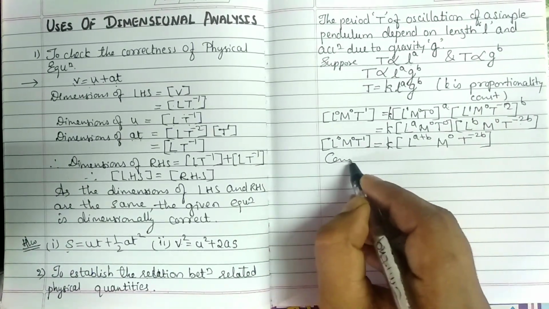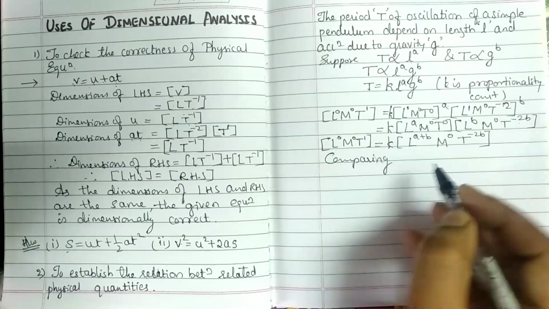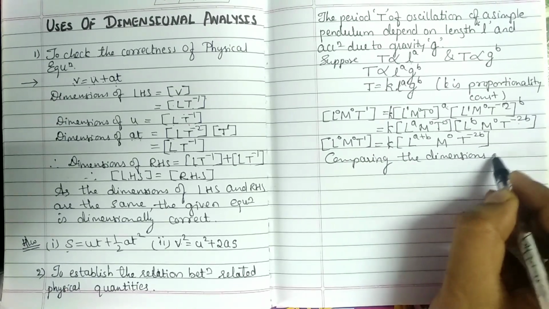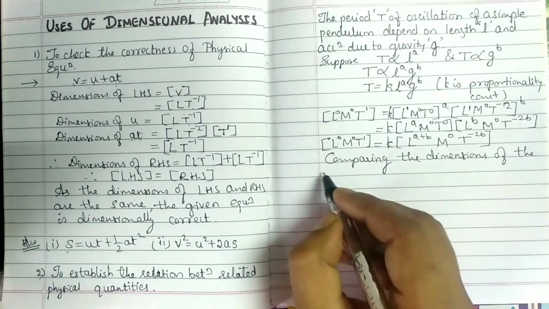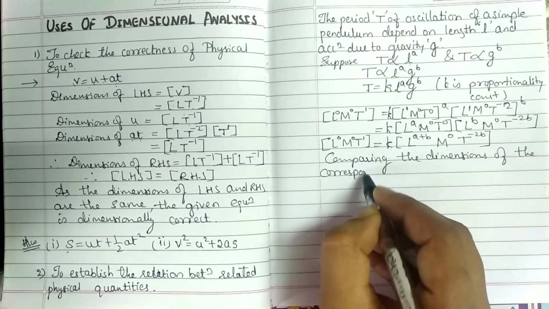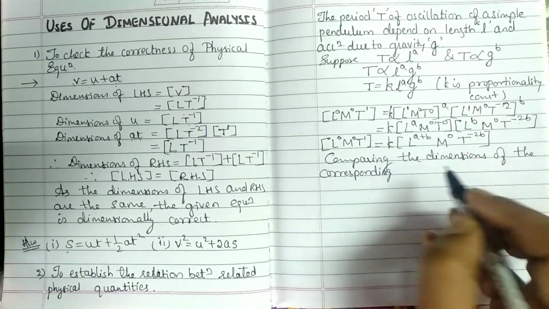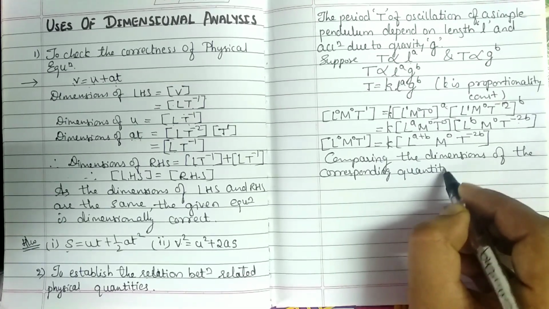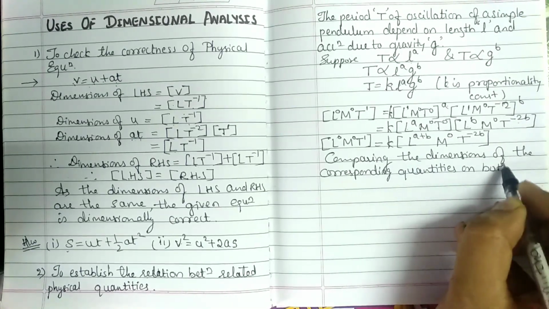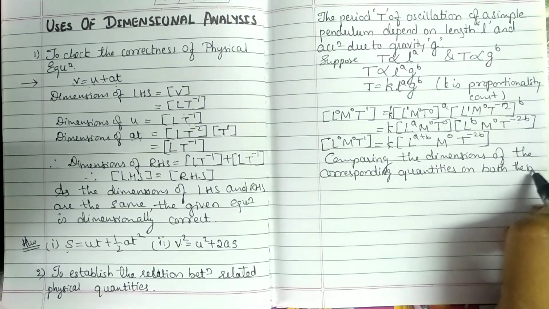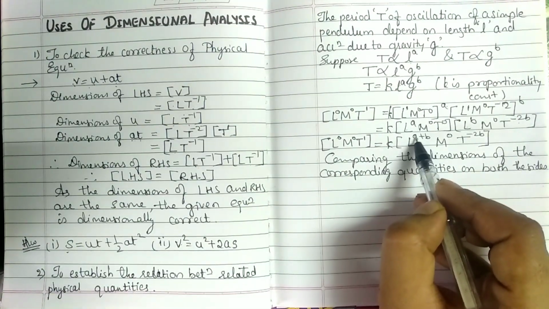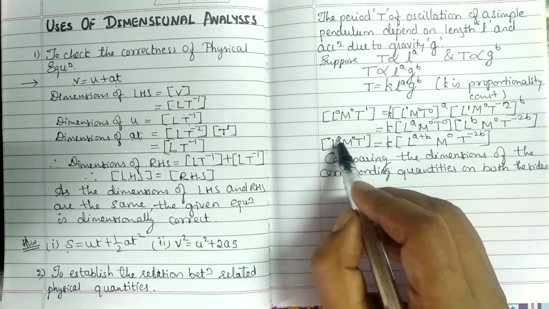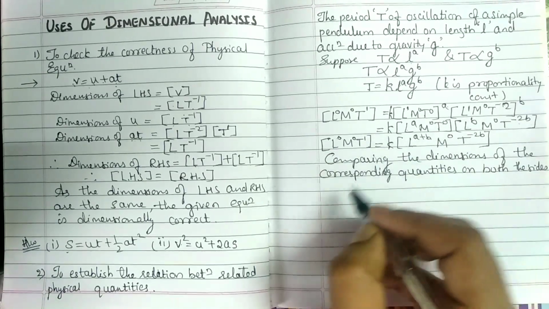So comparing the dimensions of the corresponding quantities on both the sides. What you have in RHS is L raised to A plus B. In LHS you have L raised to 0. So can I take A plus B equals 0?